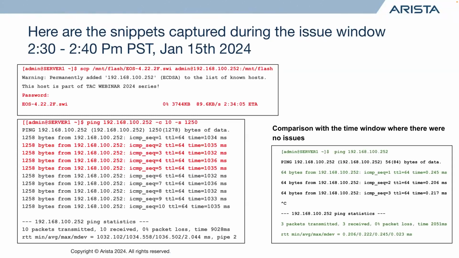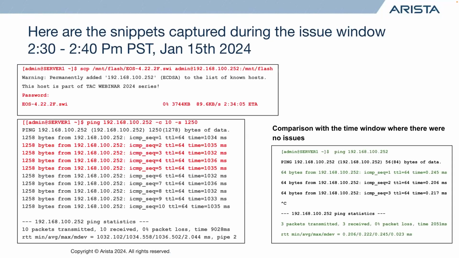192.168.100.252. And we were able to see a very slow transfer rate. Based on the ETA for the file transfer to complete, we see around 2 hours 34 minutes. But the customer expected the file transfer to be completed within a minute during non-issue time.